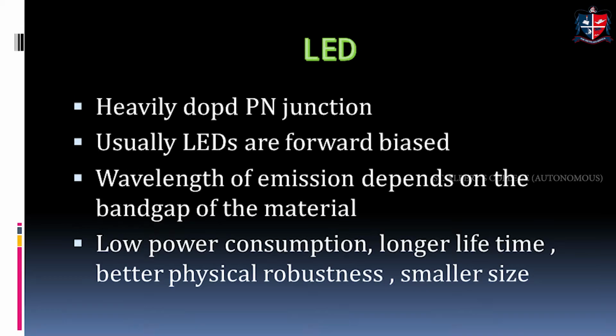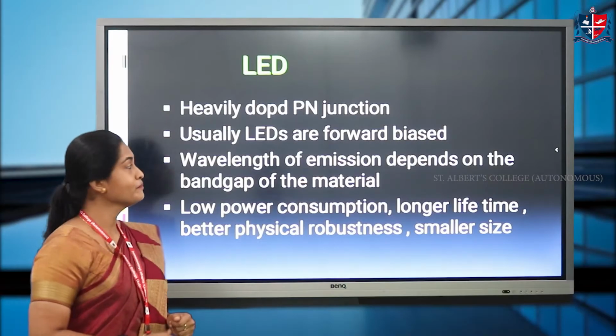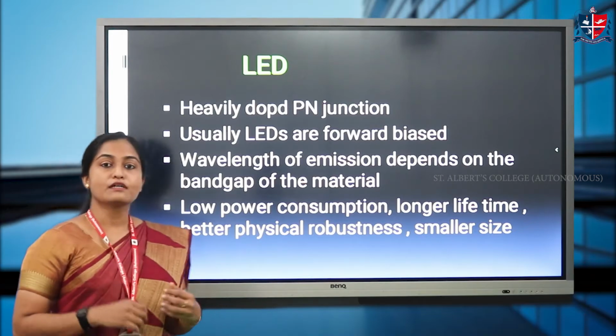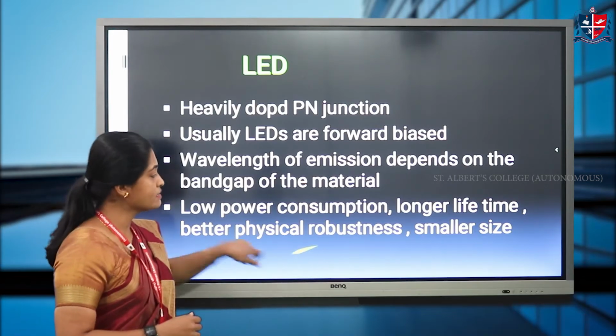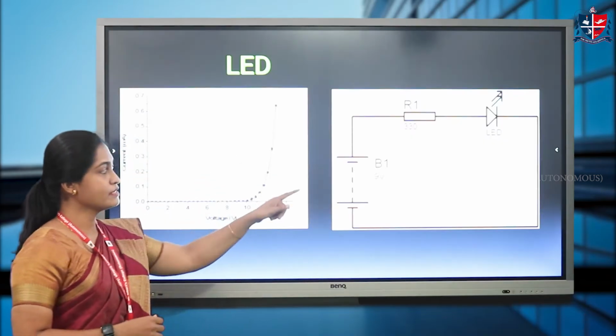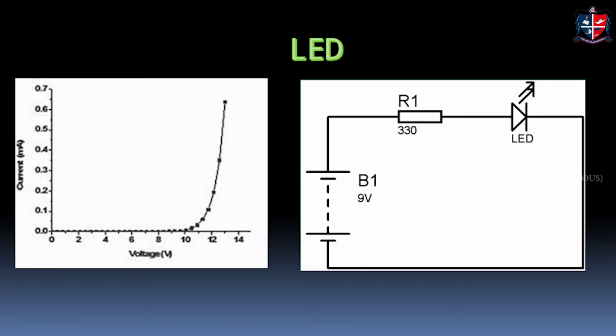The first one, LED, the light emitting diode. It is a heavily doped PN junction diode. Usually LEDs are forward biased. So when we connect this in a circuit, LED should be forward biased. So there is a series resistance and it is connected to a battery. The positive of the battery is connected to the positive of the light emitting diode. So it is always forward biased.